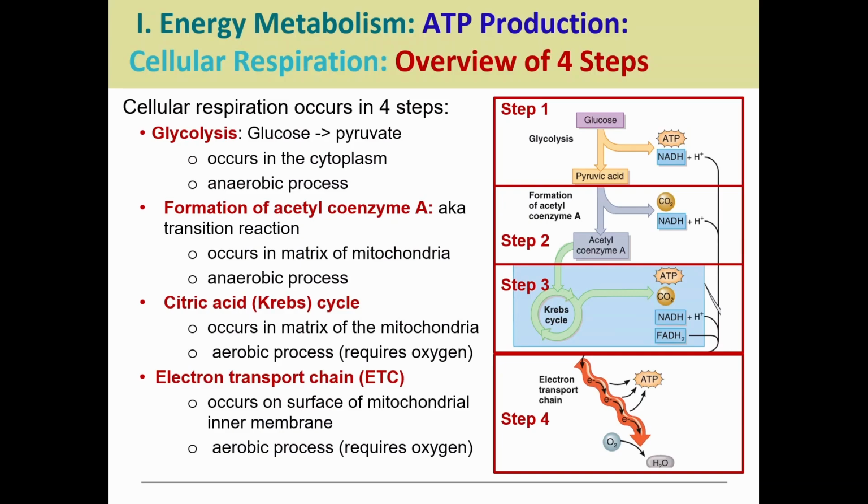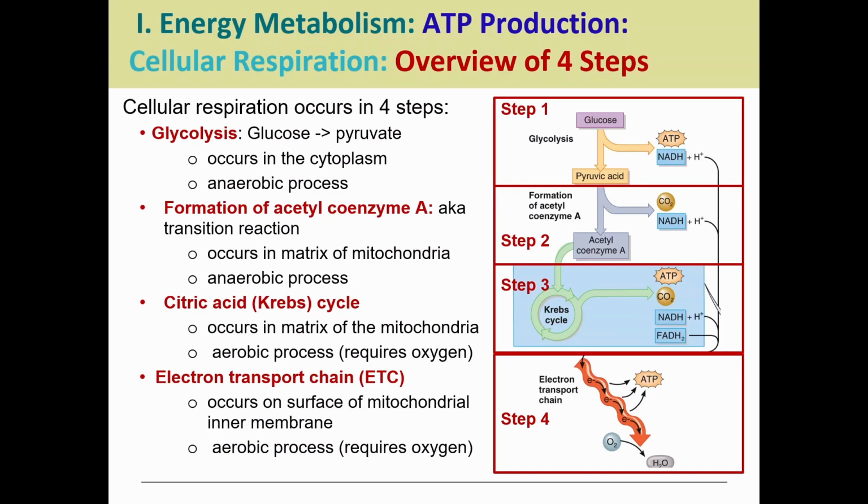In general, glycolysis is where we are taking our glucose and we're going to split it from a 6-carbon glucose to a 3-carbon pyruvate. This happens in the cytoplasm, so it can happen anywhere in the cell basically, and it does not require oxygen yet. So glycolysis can happen with or without oxygen.